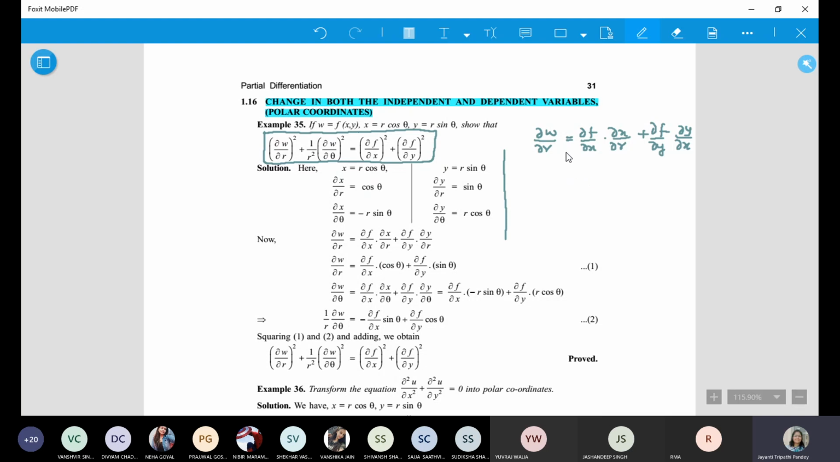This is similar to what we did in the previous question. Is it okay? Similarly, you will find del w by del theta, same way. Del f by del x into del x by del theta plus del f by del y into del y by del theta. Okay? After taking this, you substitute the value and see what you are getting. So here you are getting del f by del x into minus sin theta plus del f by del y into cos theta, and similarly you are getting this. Here r is common. So if you write it and square it up, you are able to get this result.